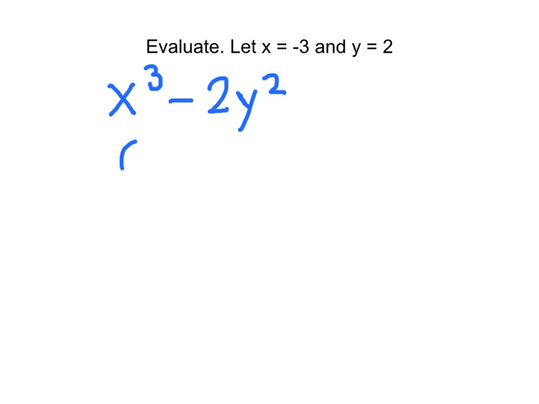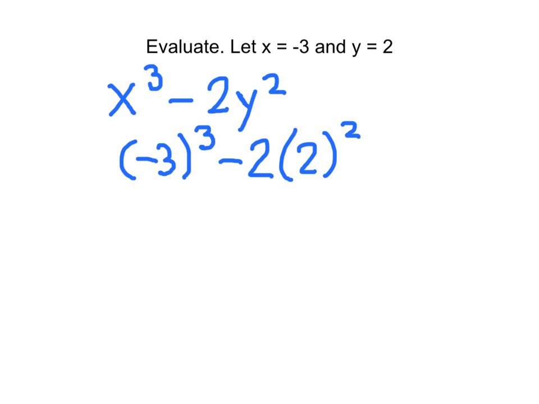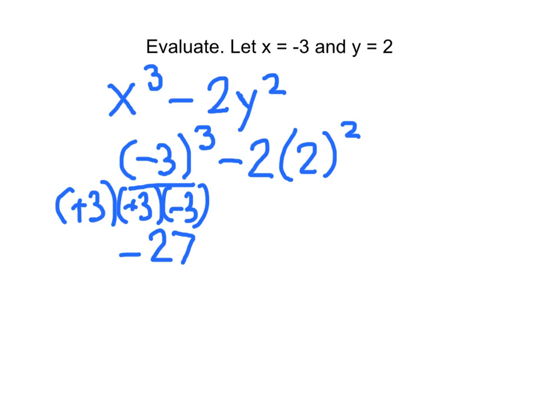x equals -3, so we'll substitute -3 in place of x. And y equals 2. Now let's do the order of operations. We always look for parentheses first, right? But these really aren't parentheses for -3 and 2. Those are little separators. So let's do the exponents. Here we have -3 cubed. That's -3 times -3 times -3. Two of the negatives cancel out, but one still remains. This is going to equal -27.